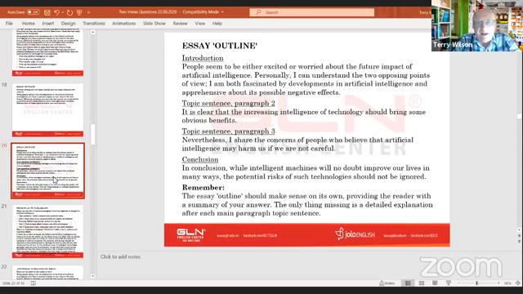And here's my outline again, my planning outline. So, introduction: people seem to be either excited or worried about the future impact of artificial intelligence. Personally, I can understand the two opposing points of view. I am both fascinated by developments in artificial intelligence and apprehensive about its possible negative effects. So, I'm clearly saying that both points of view are important, they're relevant.